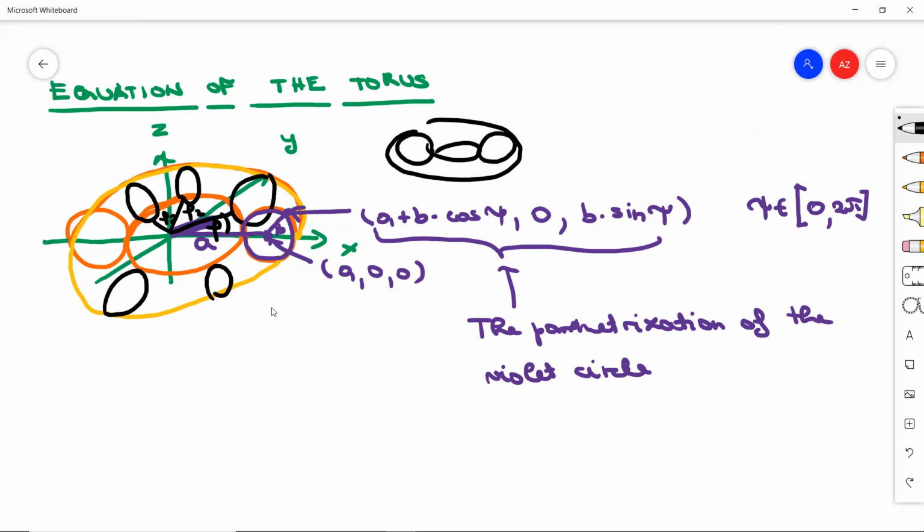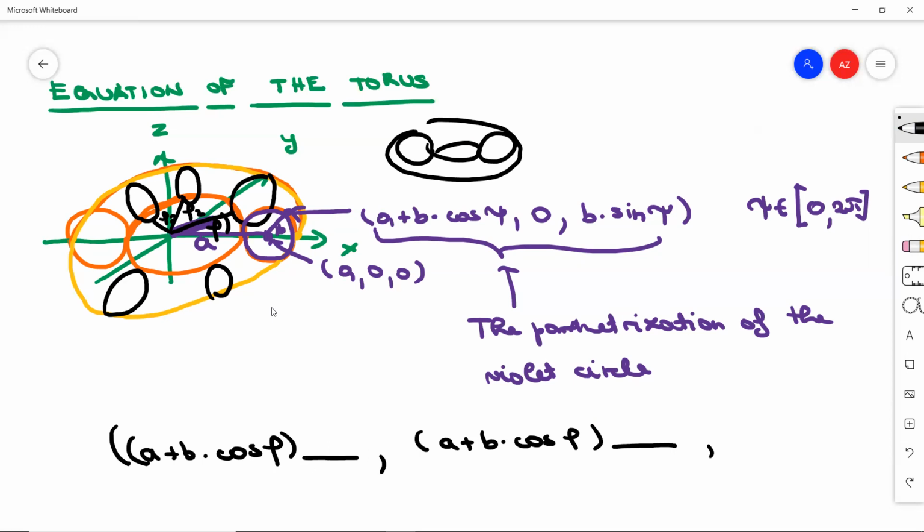So we rotated this circle around the z-axis, and what was in fact the equation of all those circles? We had a plus b times cosine of phi, this is the x-axis, and I will leave some room here. And then the last coordinate: when we rotate this circle around the z-axis, z is constant for every point. So here I have b times sine psi. The rotation around the z-axis doesn't impact the last coordinate.